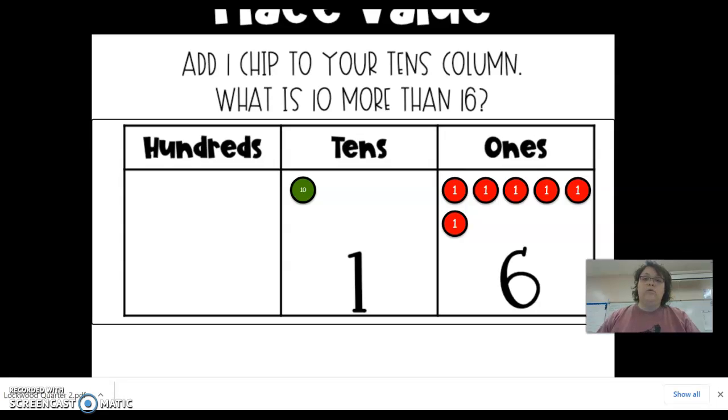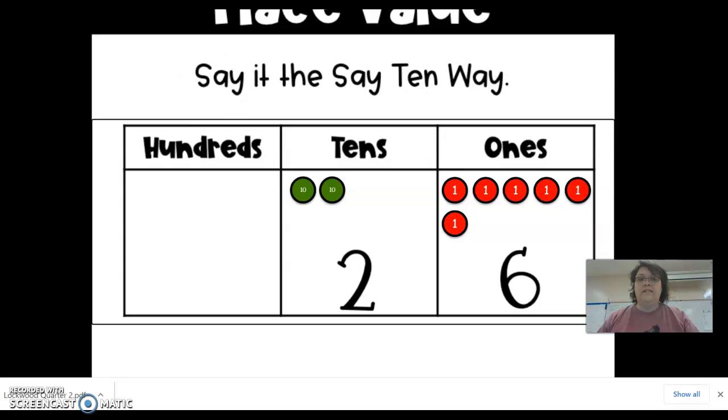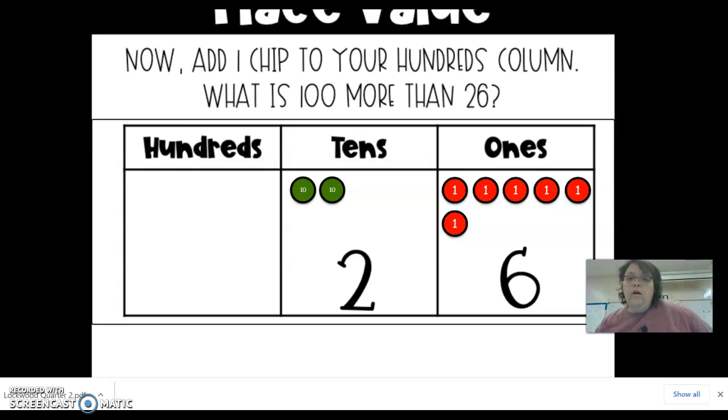We're going to add one more chip to our tens, and you have 2 tens now. So you put 2, erase the 1 and make it a 2. And what is 10 more than 16? Well, now it is 26. The say 10 way is 2 tens, 6, or the standard way is 26.